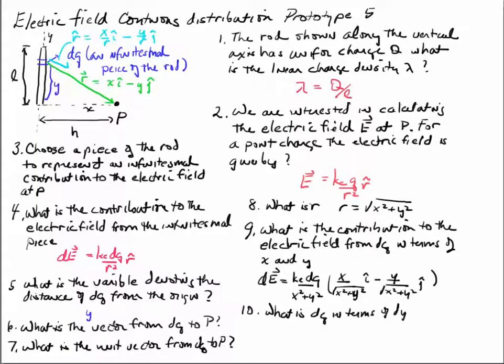Now what is dq in terms of dy? How do I get the little charge there in terms of dy? Pause the video and try to work it out. And dq is given by lambda dy. Now you should understand why that is the case. Lambda dy is one of the fundamental charge distribution elements.